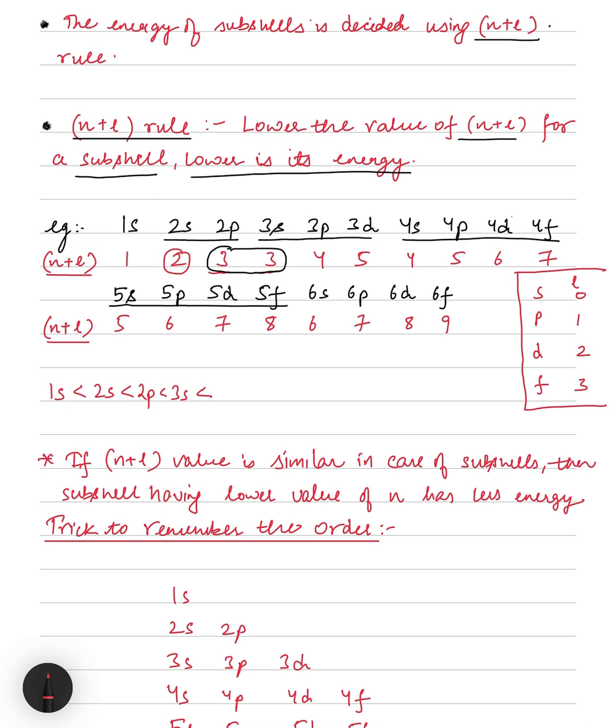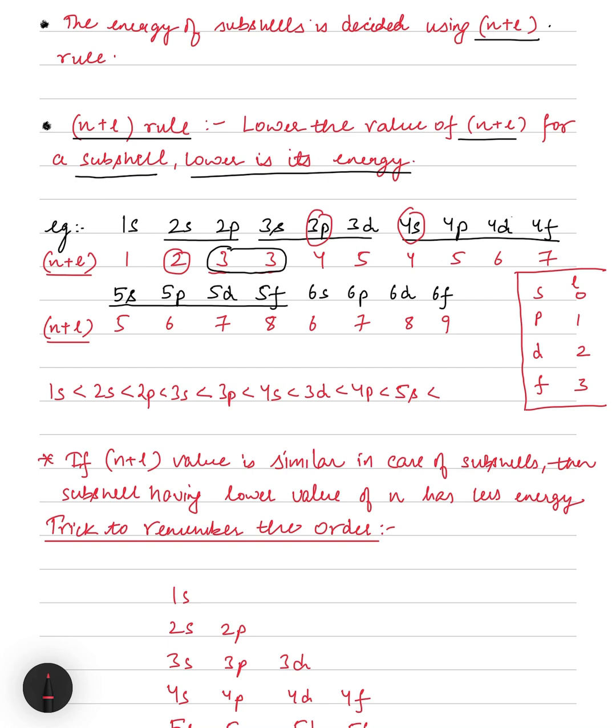After 3s comes which one? 3p. 3p is 4, and then comes 4s because 4s is also 4. So after 3p comes 4s, right? After 4s comes 3d. Now 3d has n plus L of 5. After 3d comes 4p, and after 4p it is 5s, right? Up to 5s it is n plus L value 5.